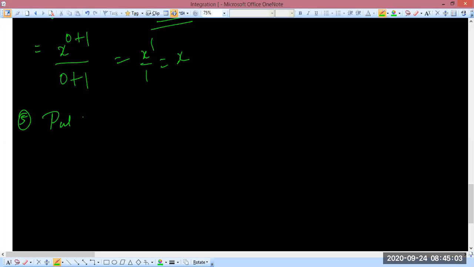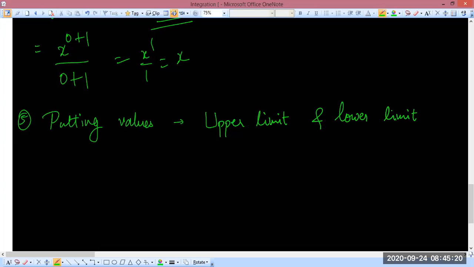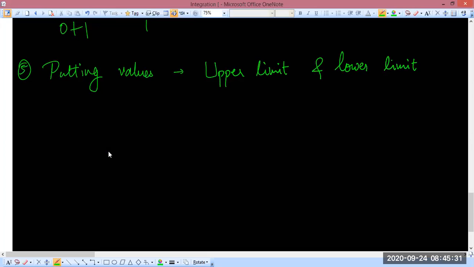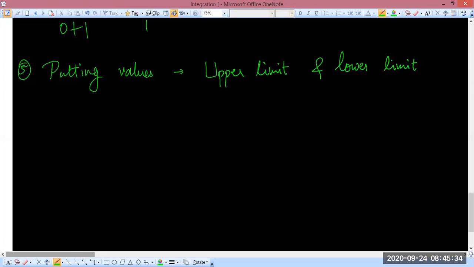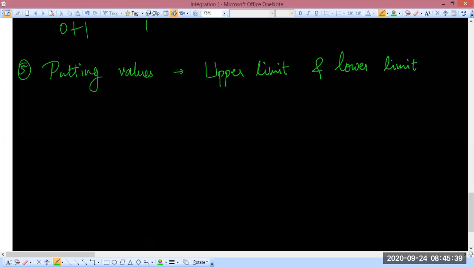So this rule 5 is about putting values. All right. So you write it as I'm writing. Okay. Putting values, upper limit and lower limit. All right. So that's the title I'm giving to this rule. Okay. So let's see what this is. To give you an example, before we even start, I'm going to explain why we need to understand this rule.